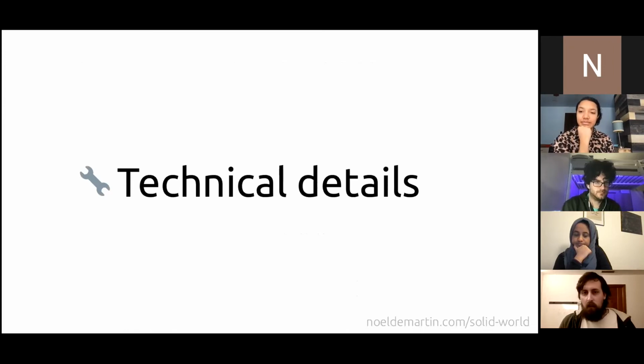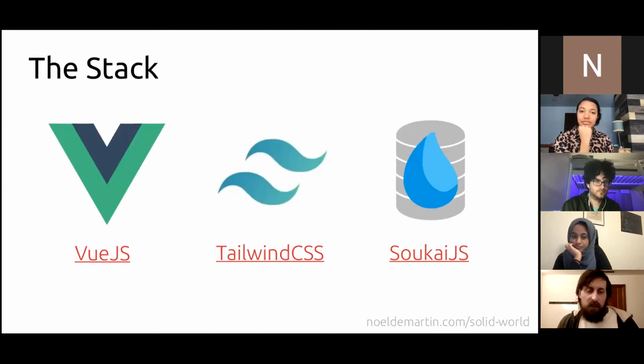So now I know some of you are developers out there, and maybe you want to know more about how this is built. So this is the basic stack I have used. Vue.js is for JavaScript and UI. Tailwind CSS is for the styling. And Soukai.js is for the data persistence. And maybe you already know Tailwind and Vue. If you don't, I encourage you to search about it because there is a lot of information. But maybe you don't know what Soukai.js is, right?